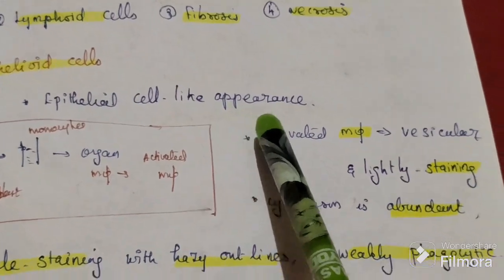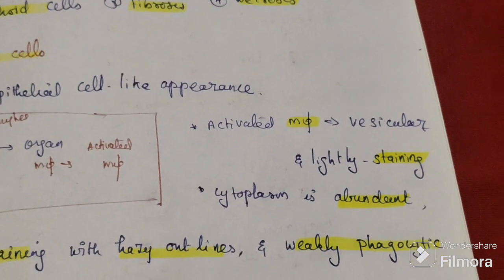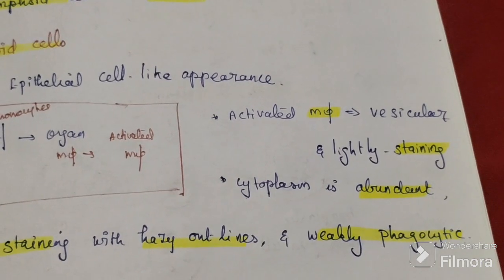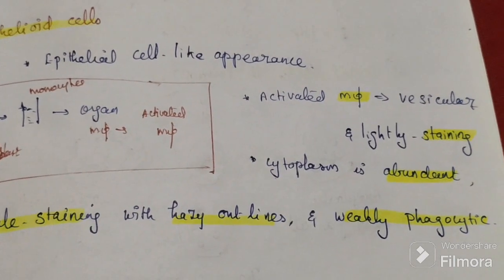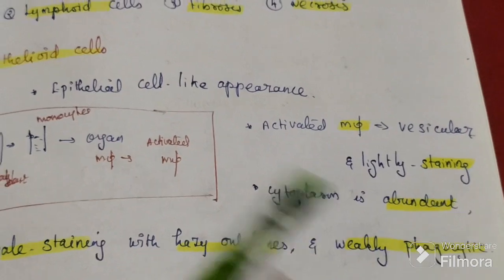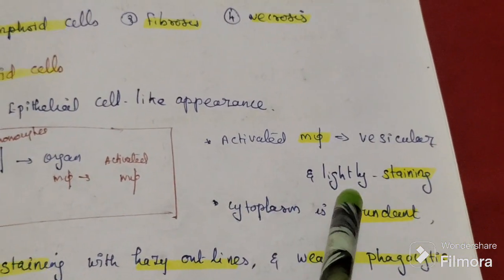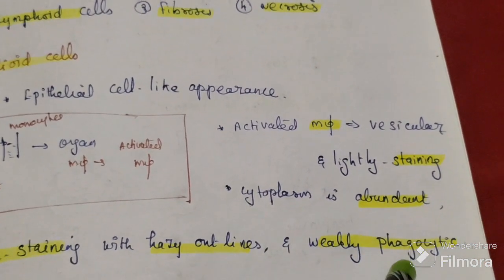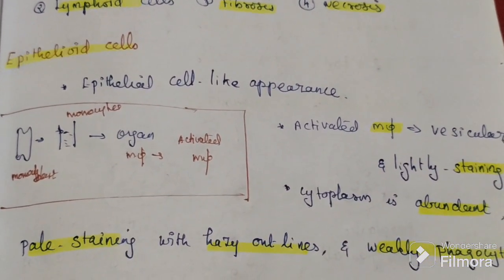Epithelioid cells have a gel-like appearance. They are activated macrophages, vesicular with light staining. The cytoplasm is abundant and pale staining with a hazy outline, and they are weakly phagocytic in nature. This is all about the epithelioid cell.